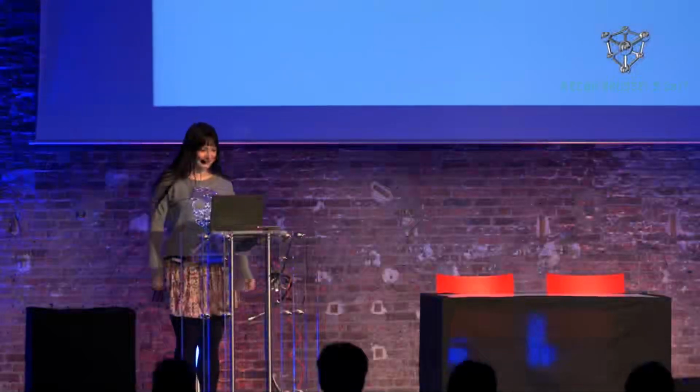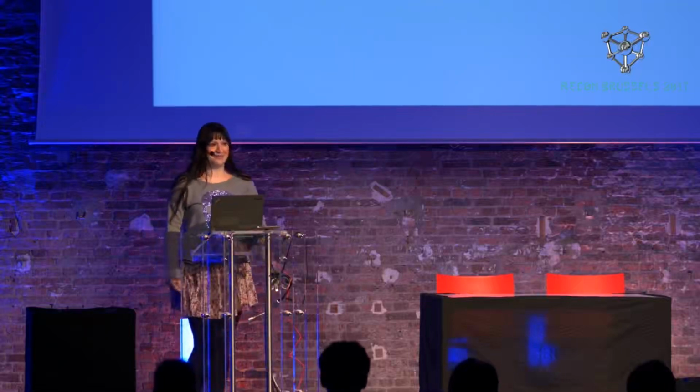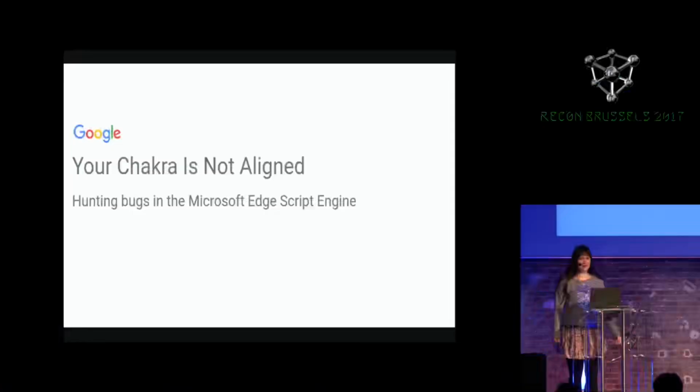So today I'm going to talk about Chakra, which is the Microsoft Edge scripting engine. There's actually a bit of a backstory to this talk that involves REcon, because at the last REcon I gave a talk on how to find vulnerabilities in Adobe Flash, but I was sort of finishing up my work and trying to figure out what to do next. And someone suggested to me that I look at Chakra. And at that point, I didn't even know that Microsoft had open sourced their JavaScript engine. But I gave it a shot, and I ended up finding a lot of bugs. So today I'm going to talk a bit about what I found and the approach I took to find them.